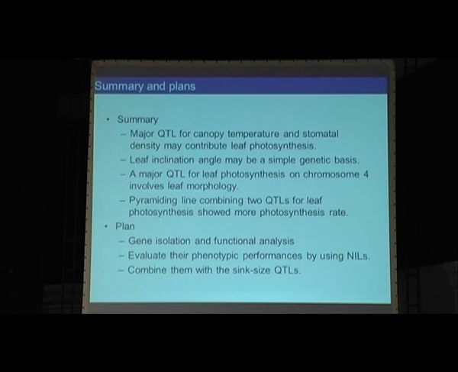Okay, I'd like to close my presentation with a summary. The major QTL for canopy temperature and stomatal density may contribute to leaf photosynthesis, and leaf inclination angle may be a simple genetic basis. A major QTL for leaf photosynthesis on chromosome 4 involves leaf morphology. And the pyramiding line combining 2 QTLs for leaf photosynthesis showed a higher photosynthesis rate. Based on these progresses, we are now going on with gene isolation and evaluating their phenotypic performances by using NILs and combining them with some of the QTL, especially the sink-size QTL.